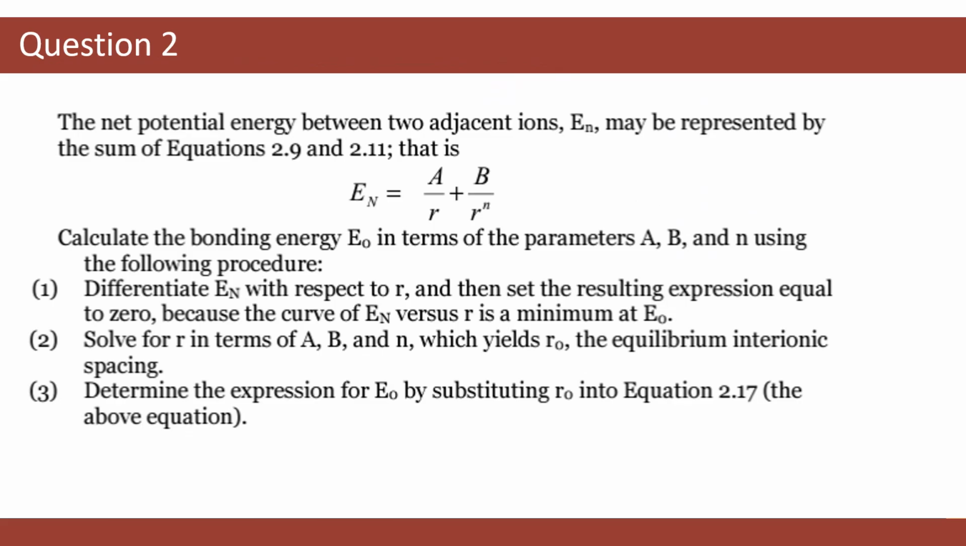Next question is this. The net potential energy between 2 adjacent ions is given. So they have given you the energy between 2 ions. When you consider 2 ions, one ion and another ion, they can't come very close to each other. Why is that? Ions can't come very close because positives repel positives and negatives repel negatives.